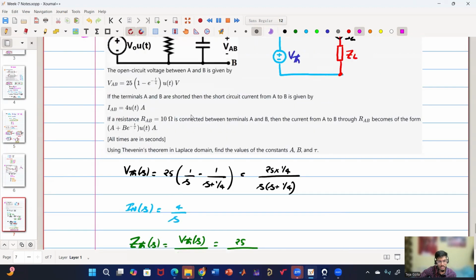10, because resistance is the same in the Laplace domain, whereas inductance will become SL and capacitance will become 1 by CS. Because the resistance remains the same, right?